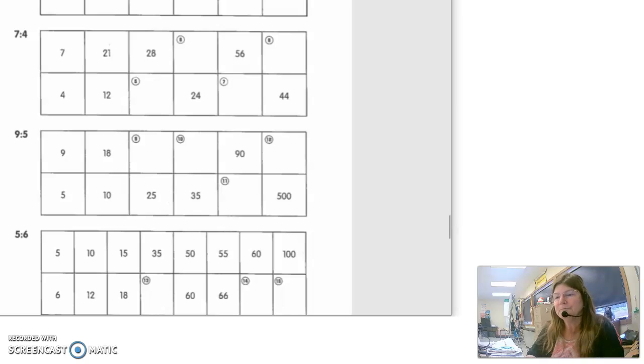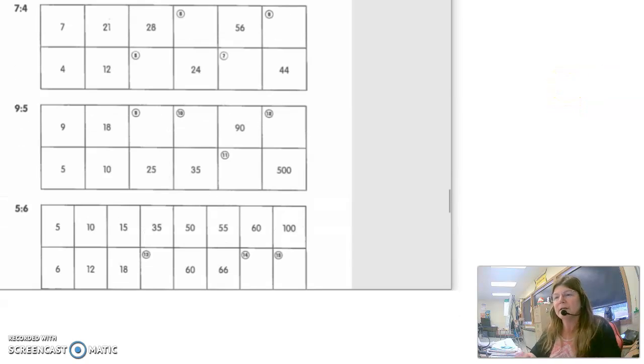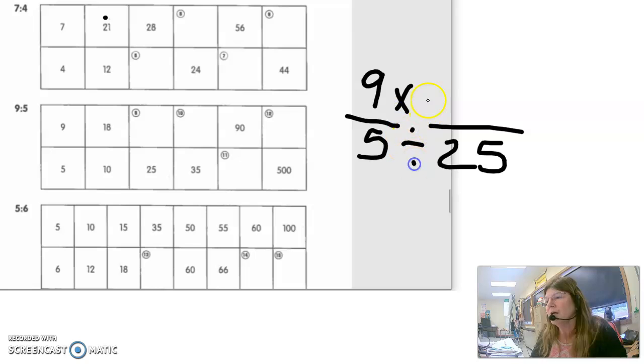9 to 5. We did a lot of these together on the other video. So we're going to look at this, doing it in a multiplication. Let's do the 9 to 5. So the 9 to 5 is 9 on top, 5 on the bottom. Our first number that it asks us for is 25. 5 will go into 25 how many times? 5 times. So this is divide, this is times. So 9 times 5 equals 45.